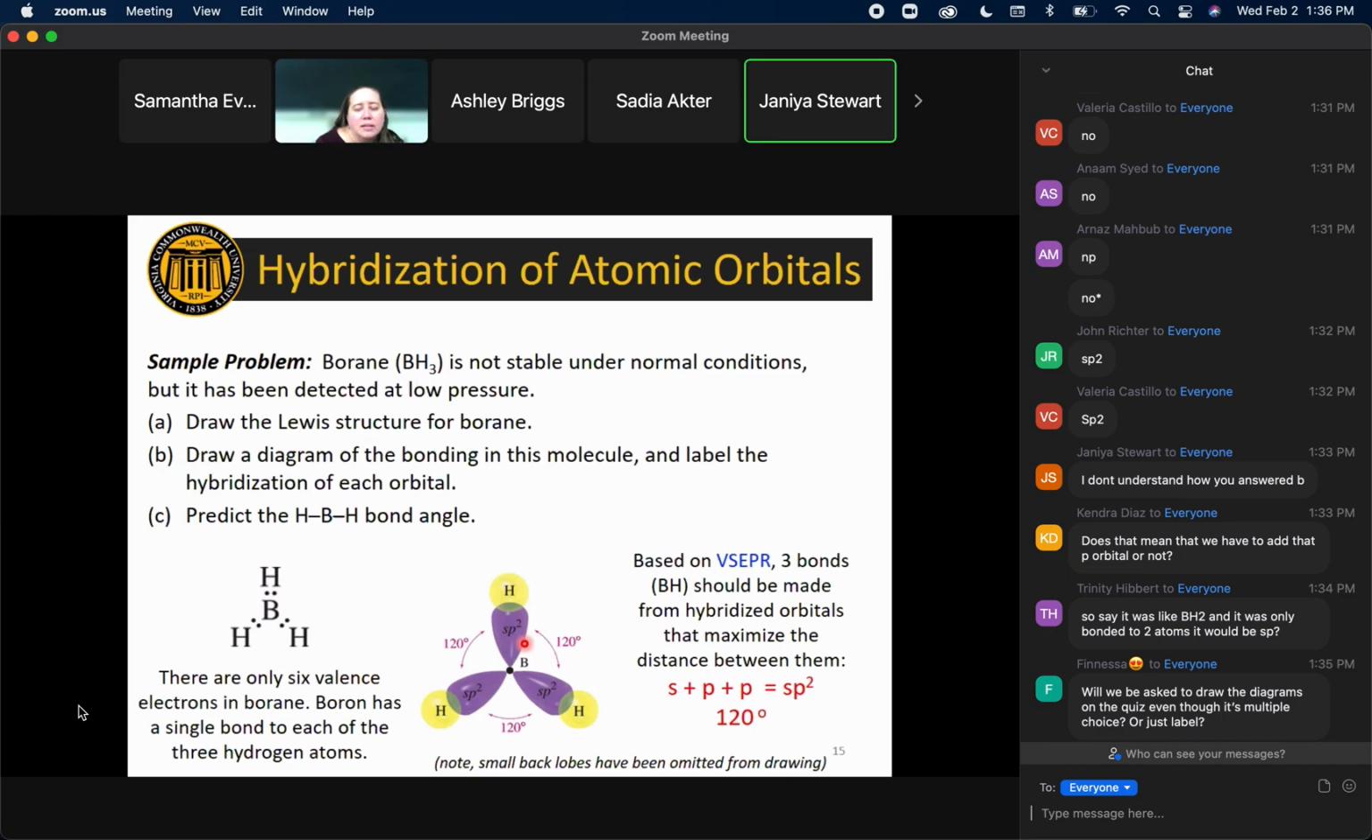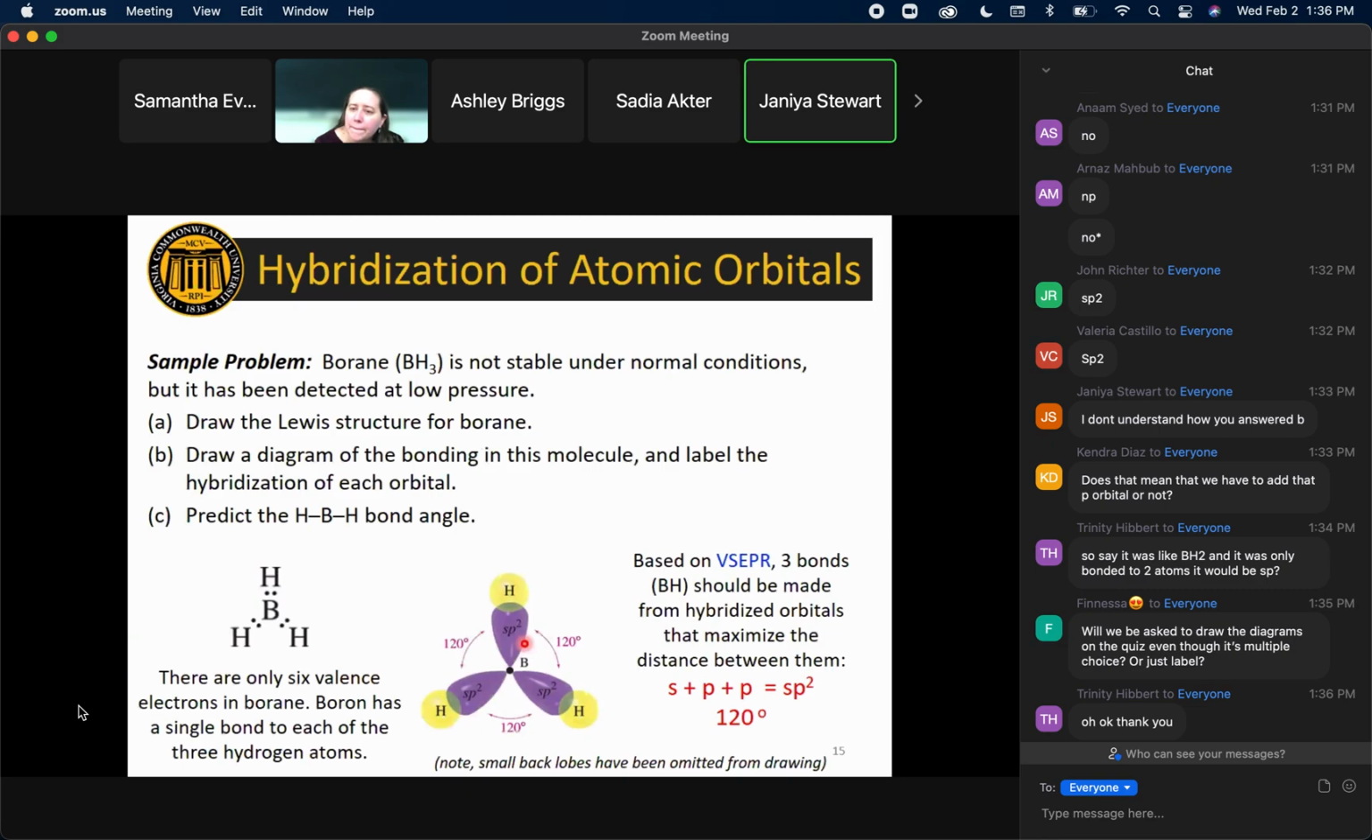So does that mean if we don't have any lone pairs out, it's just the orbitals, basically you just count how many atoms it's connected to, and then that's what it is? So if it's 2, it's sp, if it's 3, it's sp2, if it's 4, it's sp3. That's exactly right. Okay, thank you. You're welcome.